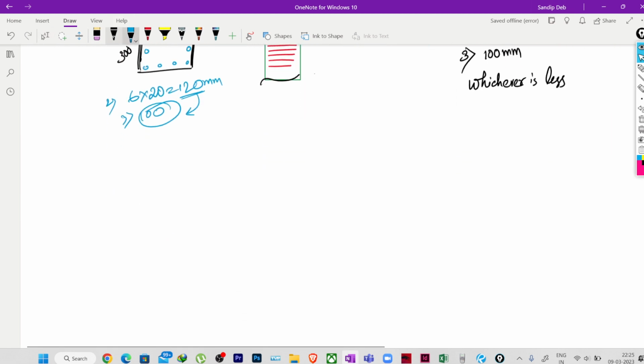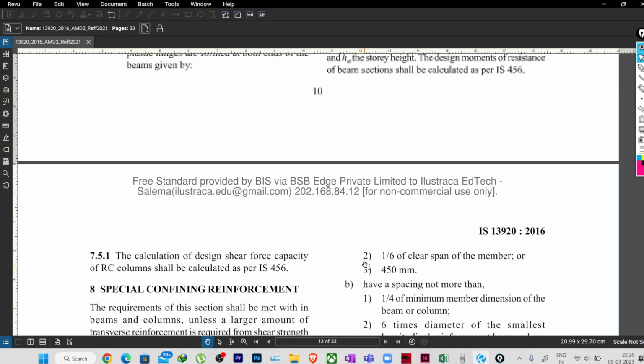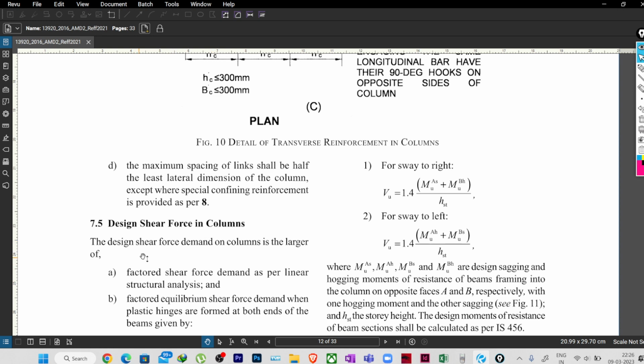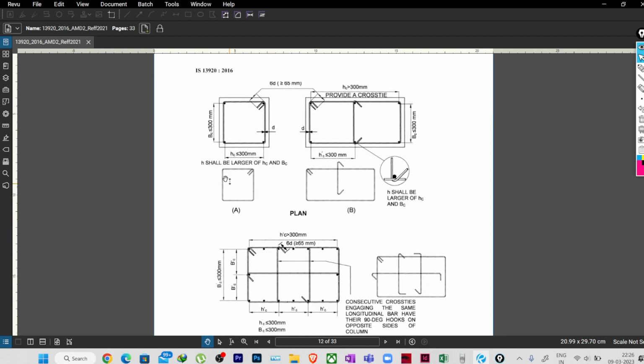So now the first and foremost thing is the diameter of confining reinforcement. Okay, now before jumping into finding the way to find the diameter, I will just go back to the previous one, which is design for shear force in columns, and here I will be discussing these particular diagrams.